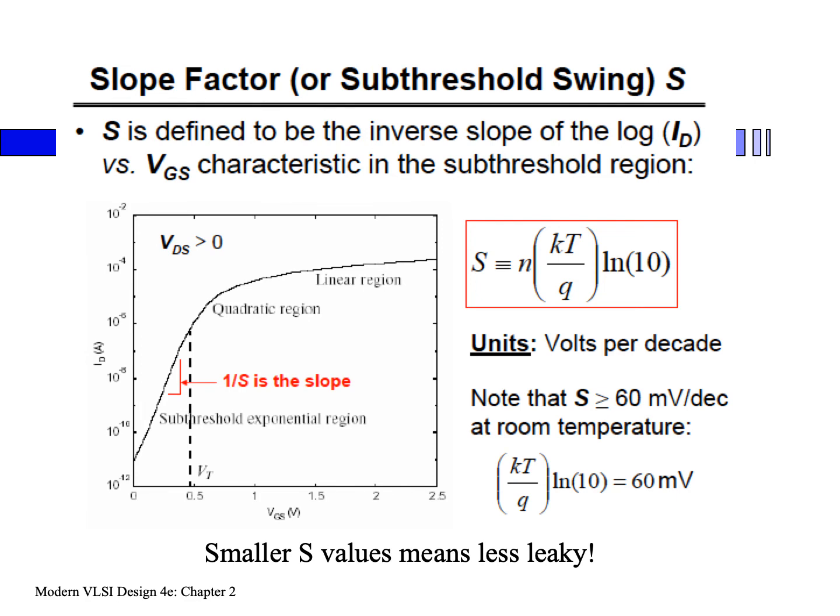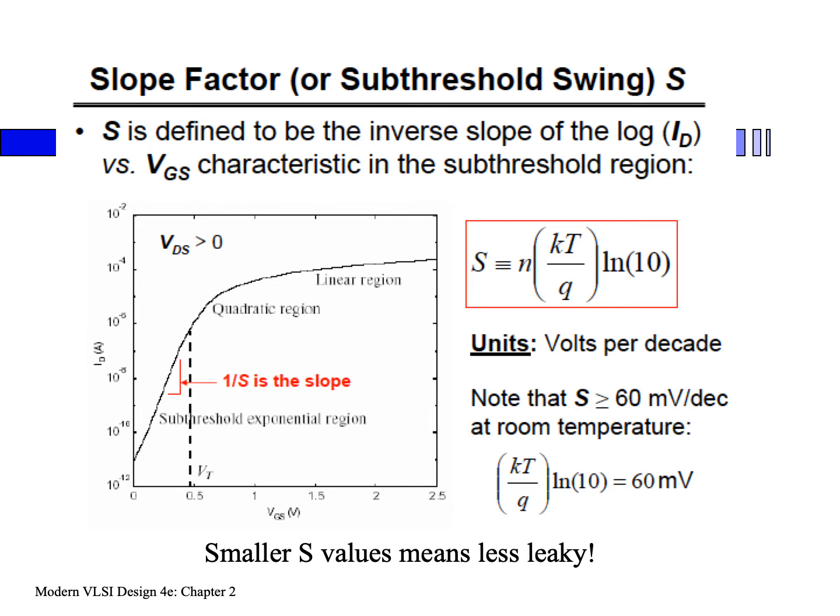That means that the leakage goes down much faster than if you have a large S. So as a result, we want to have a smaller S because we want this slope to go down as fast as possible. Because that means that if you reduce threshold voltage, then the leakage current can go down much faster.